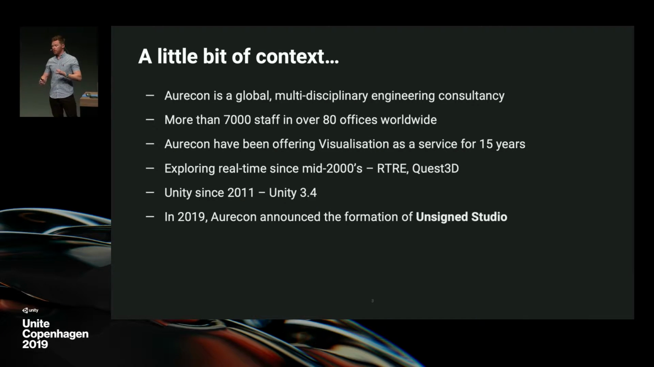So Aurecon is a global, I say global, we don't actually operate in Europe or the Americas, but we have a very large presence, particularly in Australia, New Zealand, and South Africa. So we're a global multidisciplinary engineering consultancy, so we do all types of engineering. We've got 7,000 staff, 80 offices.